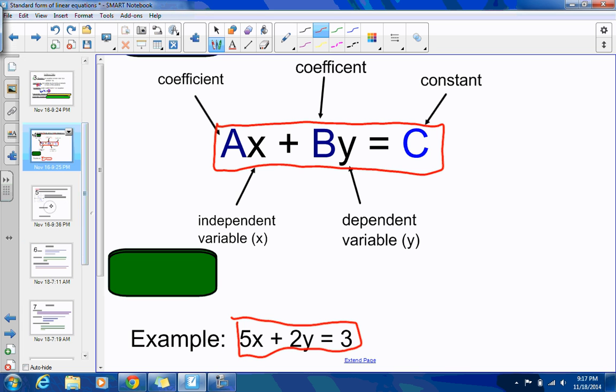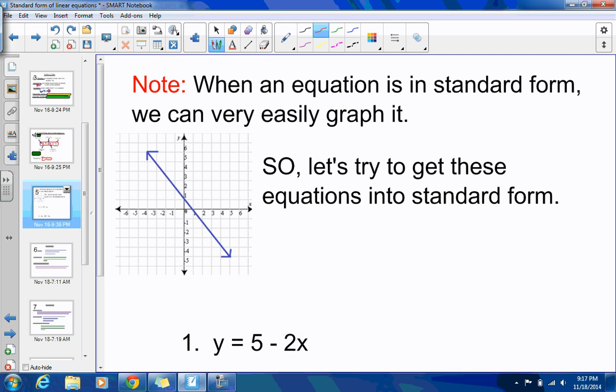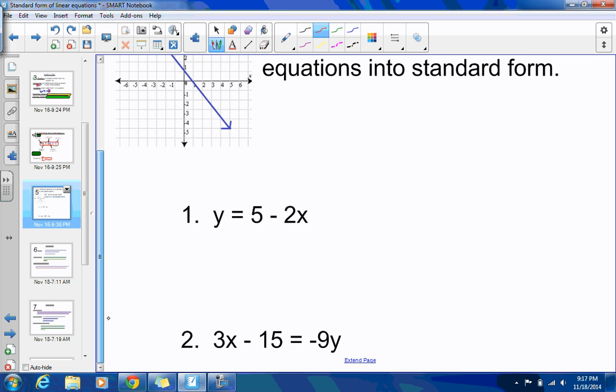Now let's try it. So it's important to note that we're putting these equations into standard form so we can graph them. So let's try it. If you notice this number 1 here. Number 1 says y equals 5 minus 2x. We're trying to get it into the form ax plus by equals c. So we're going to have to do some moving around, kind of like what we did with that first example in our warm-up, and also what we did last chapter. We use those properties of equality.